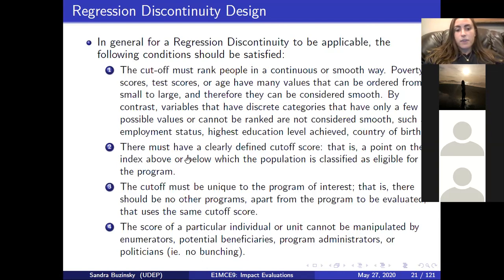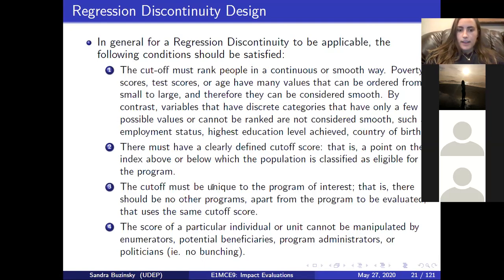So the other assumption that we missed was that there must be a clearly defined cutoff score. If we say that the cutoff rule for this program is 50 on the poverty index, we actually need that to be the case, so that people under this poverty index are accessing the program more than people above. If there's no clear distinction between who is actually eligible to the program based on this cutoff, then it's not informative. So we need an informative cutoff score to be relevant and to be able to analyze the program.